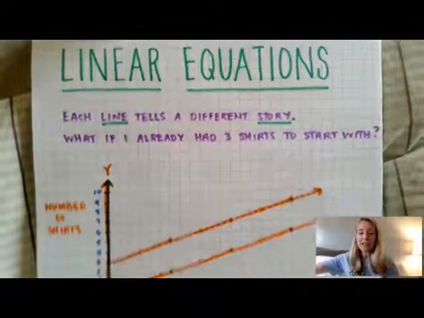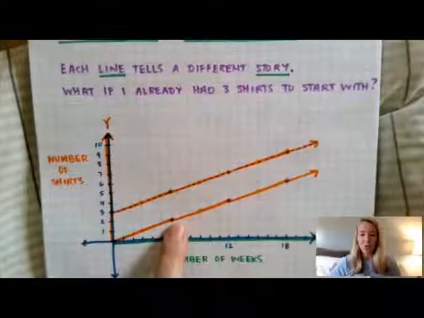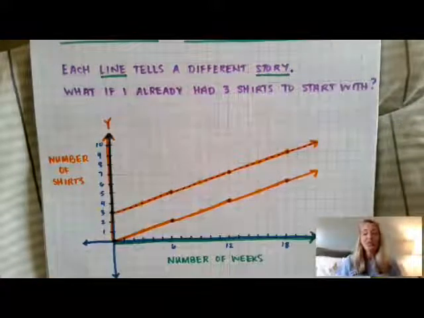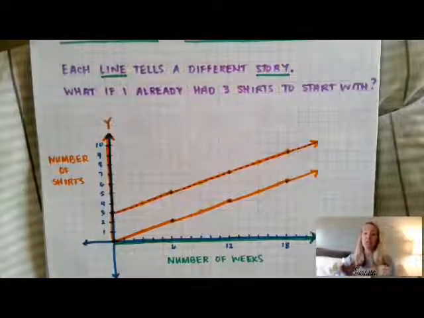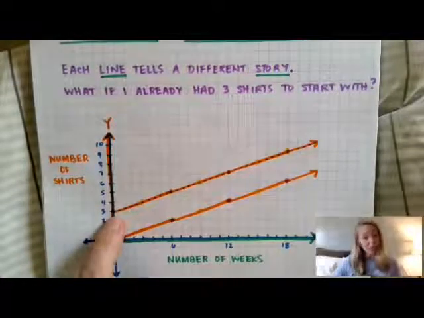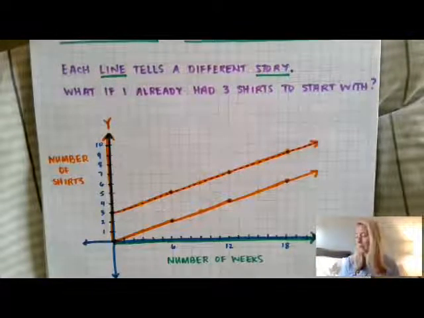Because we already had this first orange line that we were looking at, where every 6 weeks I bought 2 more shirts. 6 weeks goes by, 2 more shirts, and so on, right? So let's say now I'm not starting with 0 shirts. Sad Mrs. Landers with 0 shirts. Now I'm going to start with 3 shirts in my closet. Okay, so now I have a different starting point to my problem, right?